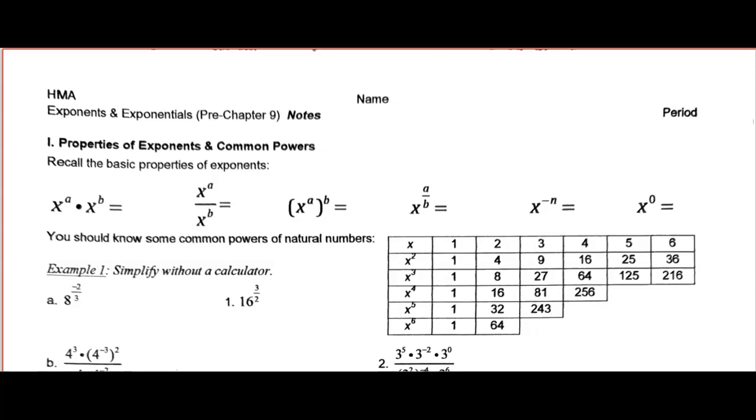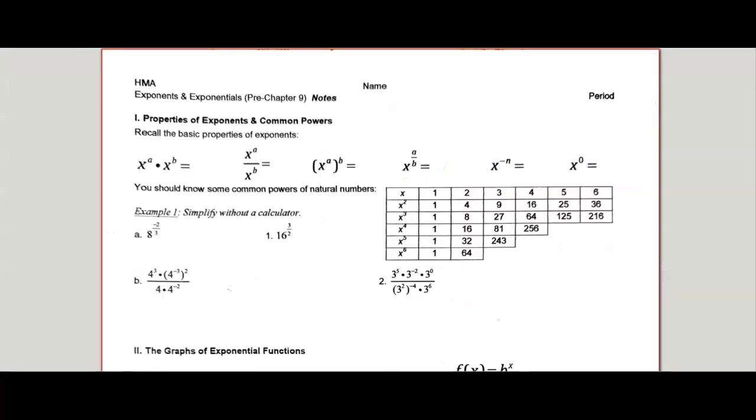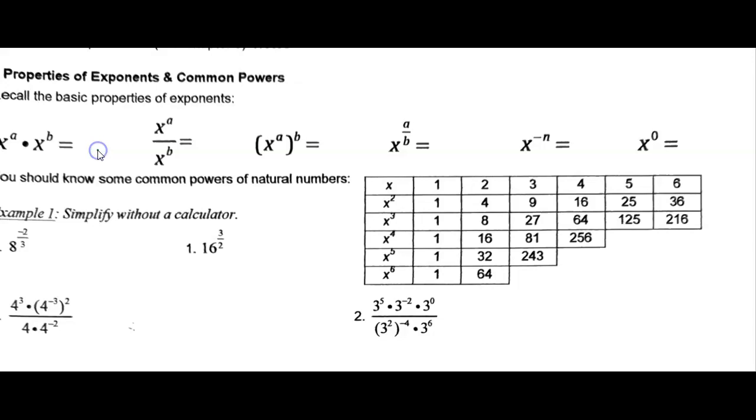So let's get started on these and just go through them and make sure we remember all the little properties that you learned a long time ago. Recall that if you have some exponents and you're multiplying them and they have the same base, the same number, you're really counting how many you have total. So you just take however many you have here and add it to however many you have here. So this would be x to the a plus b.